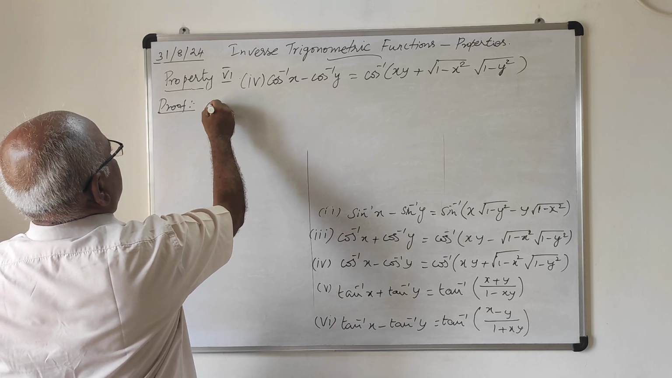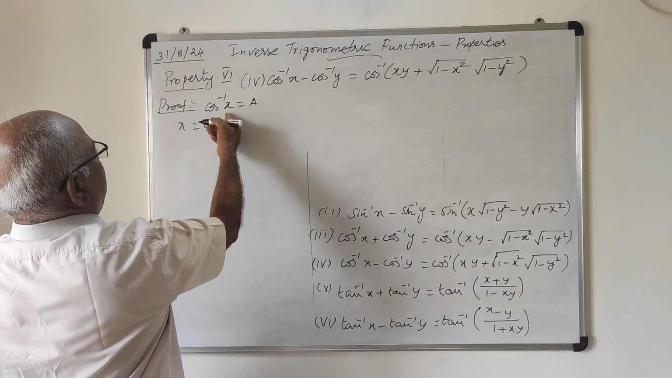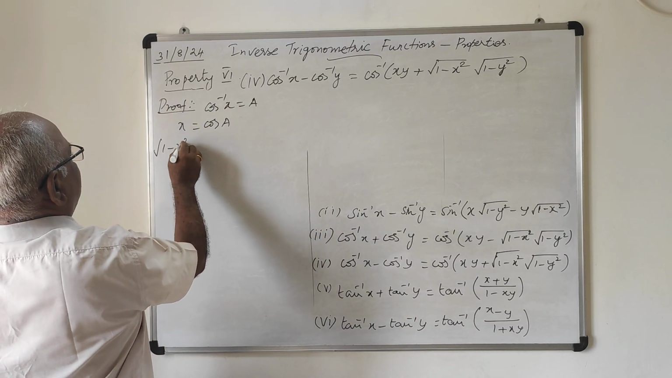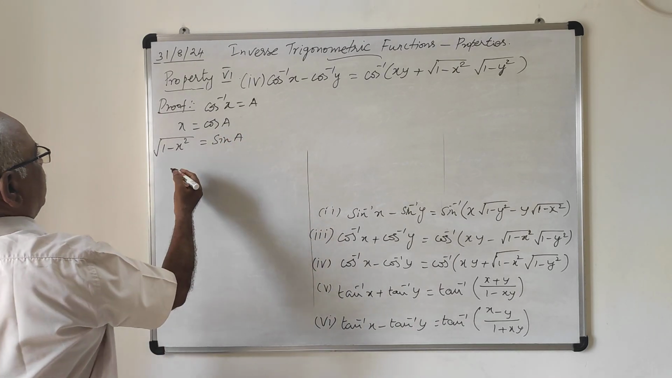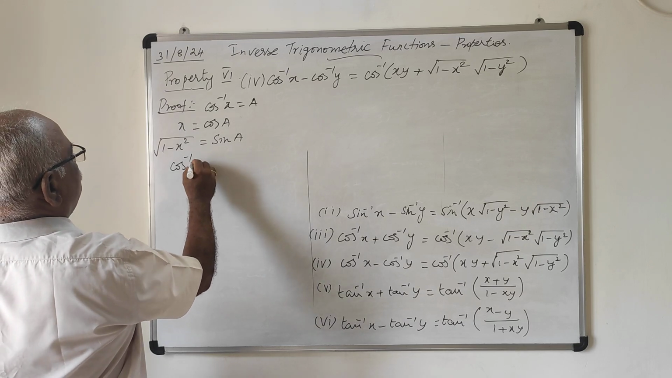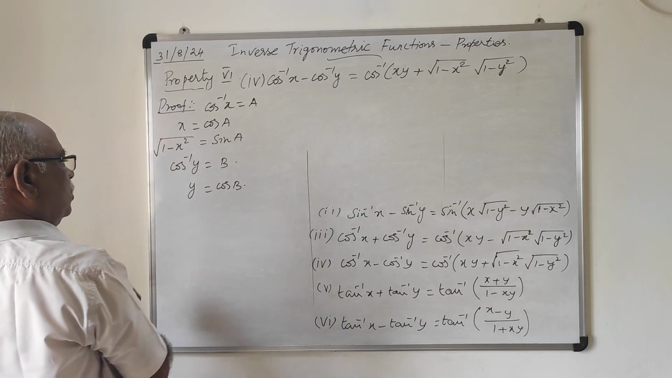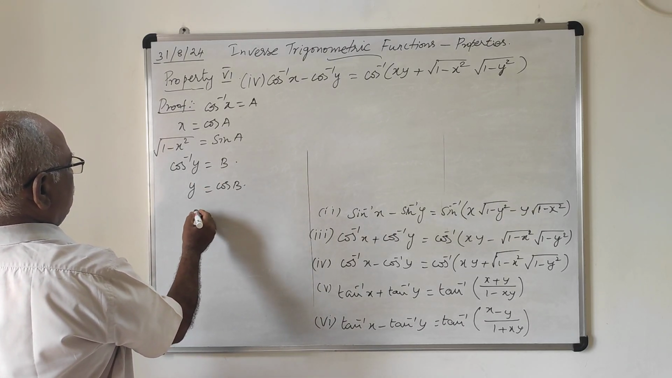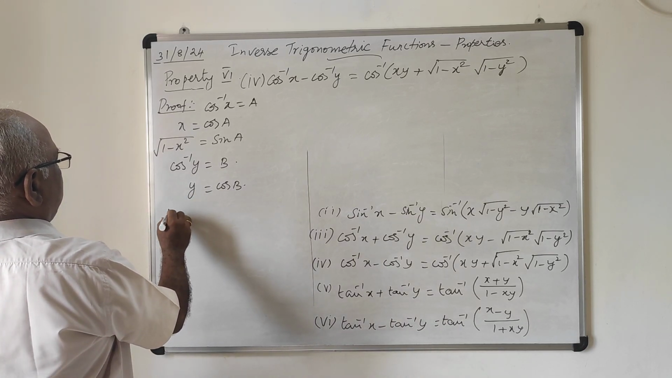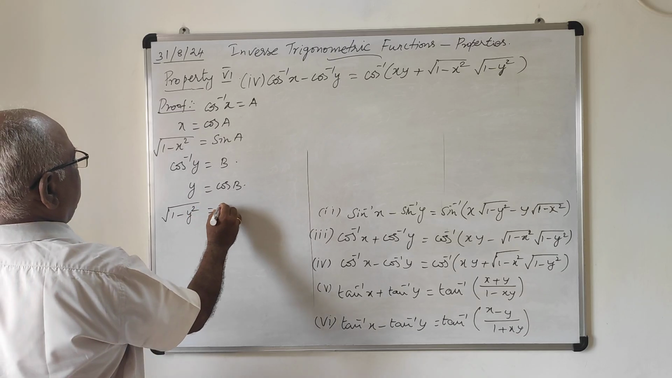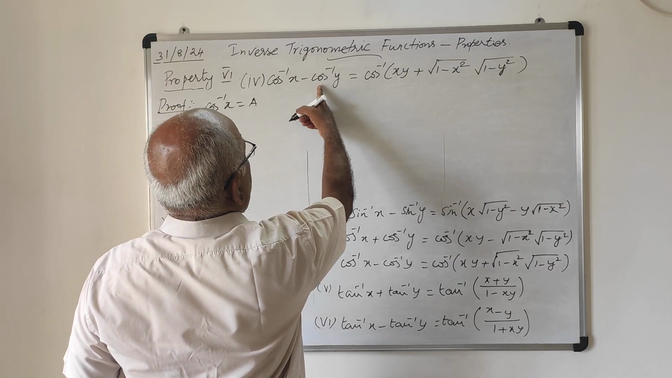Consider cos inverse of x equal to a. From this, x equal to cos a, therefore root of 1 minus x square equal to sin a. Similarly, cos inverse of y equal to b. From this, y equal to cos b, and root of 1 minus y square is sin b. So using these ideas, we derive cos inverse of x minus cos inverse of y.